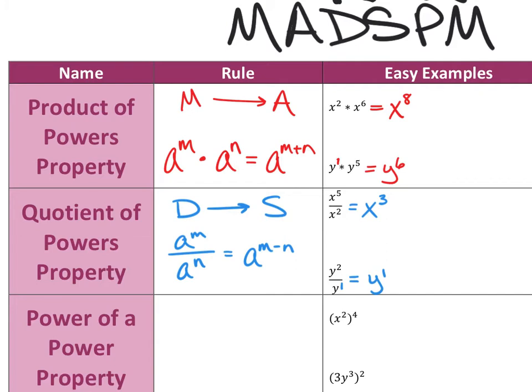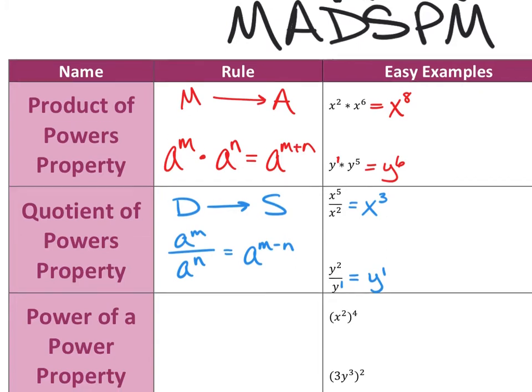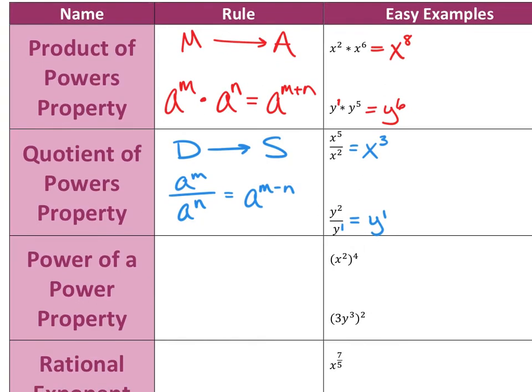The last part of MADSPAM is the PM. That's the power of a power property. P to an M, okay? What that looks like is, let's say you have the base a and it has an exponent, but then that entire term is inside parentheses and raised to another power. So it's called power of a power. If you think parentheses power, that might be a nice way to think about it. When we have parentheses powers, what we're going to do is multiply those powers together.